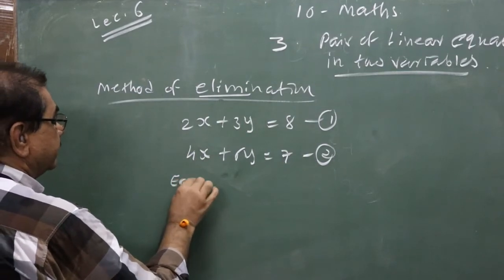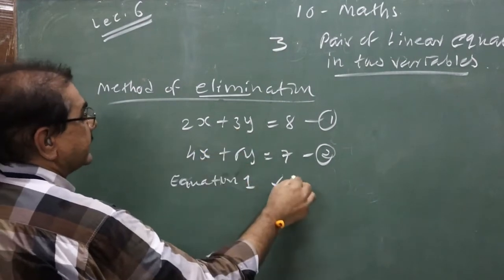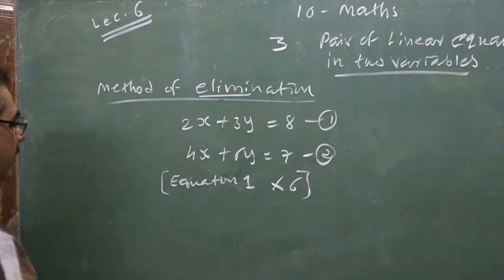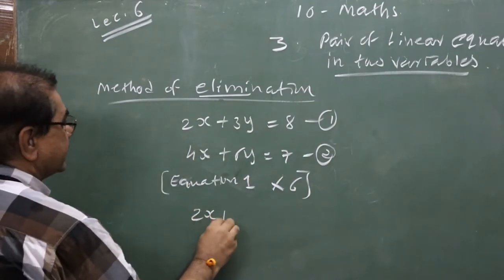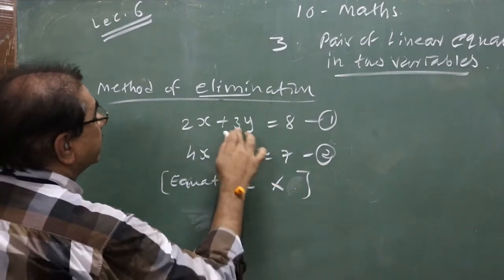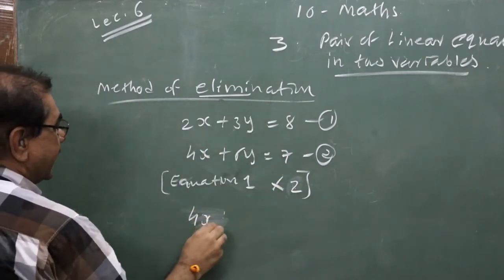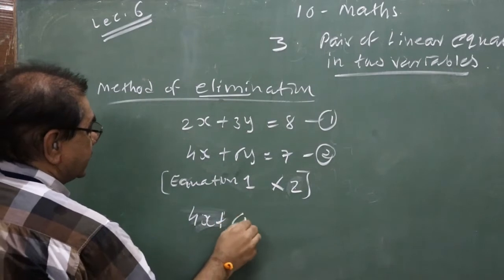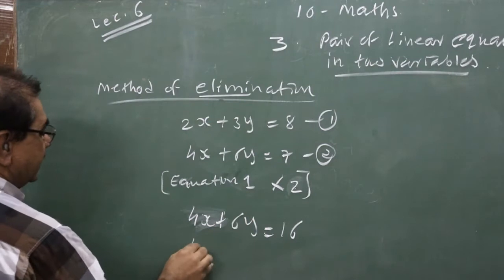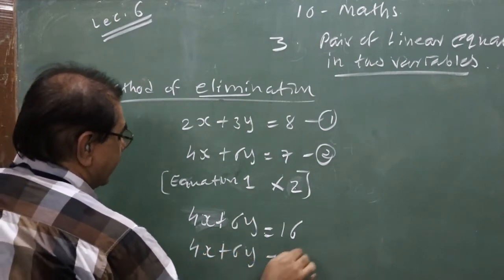Equation 1 multiplied by 2, since 3 twos are 6. So on multiplying equation 1 by 2, what do I get? 2 twos are 4x, 3 twos are 6y, 8 twos are 16. And the second equation, 4x plus 6y is equal to 7.